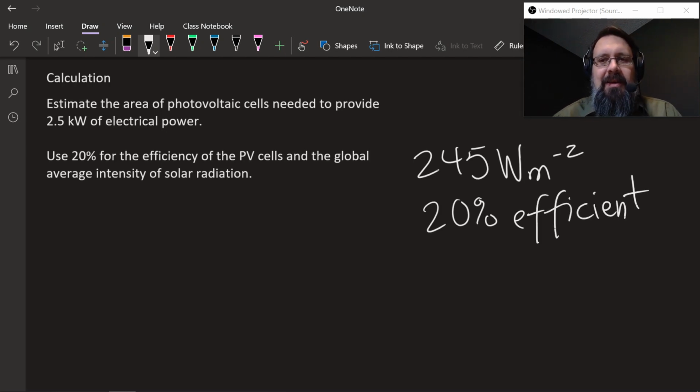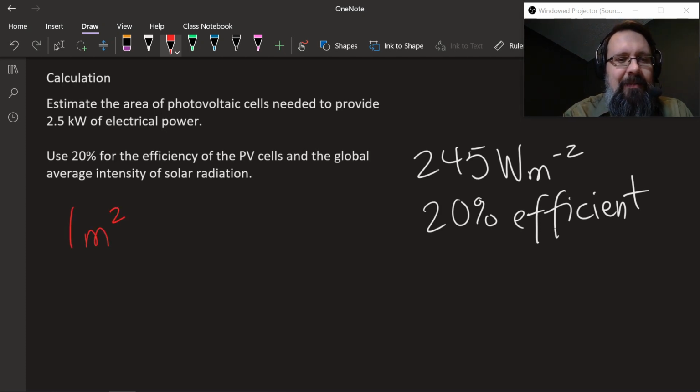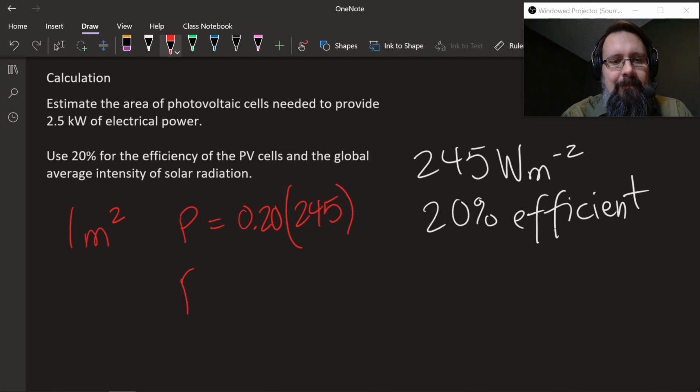All right, so let's calculate the amount of area that we'd need to get up to 2.5 kilowatts. The first thing we know is that power is going to be found from the watts right there. So if our area was 1 square meter, then what would our power be? It would be 20% of 245. So this will give us the power per square meter. So we just have to do 0.2 times 245. So I'm grabbing my calculator. 0.2 times 245. So that's 49 watts.